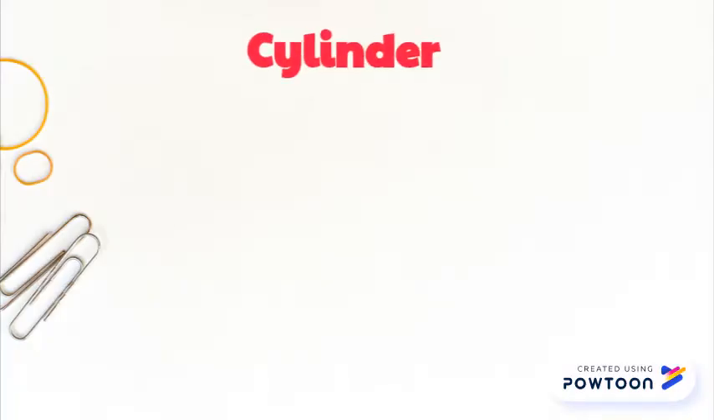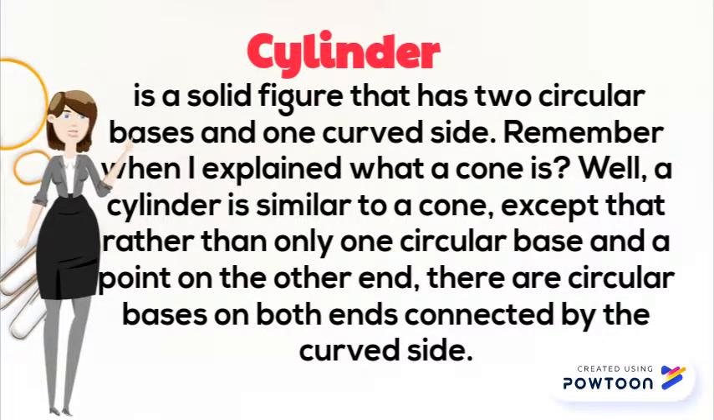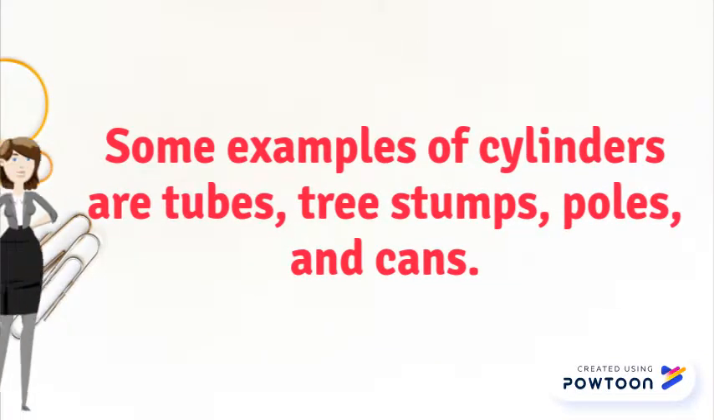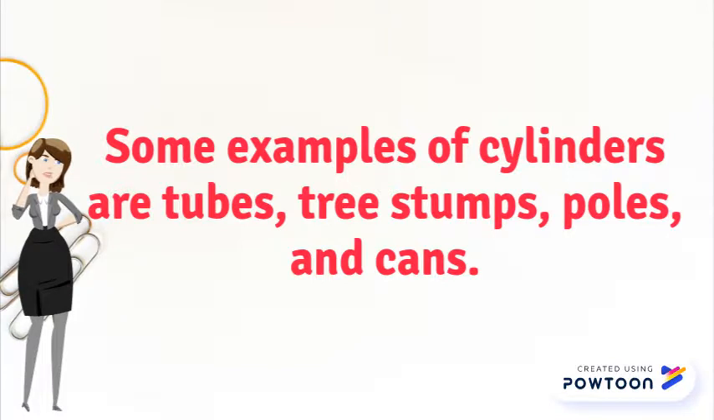A cylinder is a solid figure that has two circular bases and one curved side. Remember when I explained what a cone is? Well, a cylinder is similar to a cone, except that rather than only one circular base and a point on the other end, there are circular bases on both ends connected by a curved side. Some examples of cylinders are tubes, lamp stumps, poles, and cans.